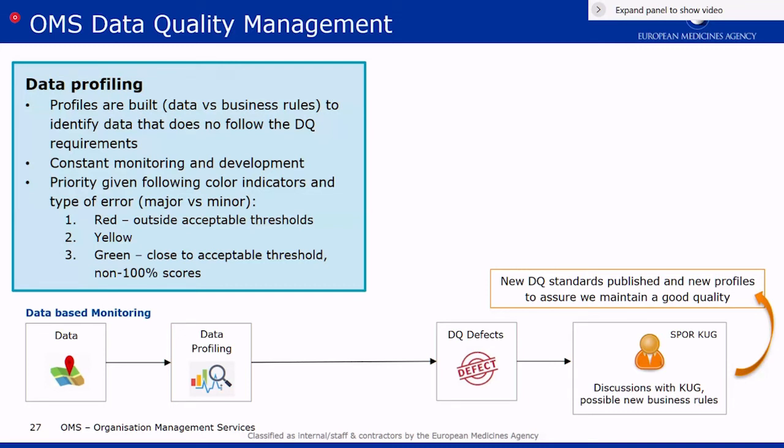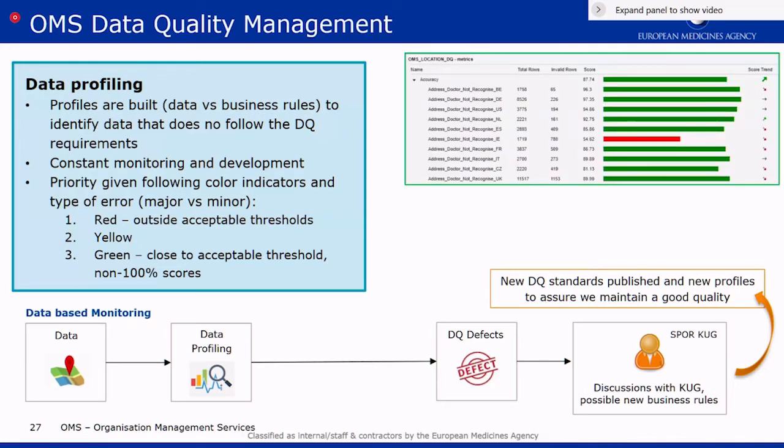An example of those dashboards that we have: I'd like to share here with you a scorecard that we have for location data quality. In this case, we have a full list of profiles already put together in our system. We already identify some errors. As you can see here, for our Irish addresses we have a fairly significant number of locations that need review.